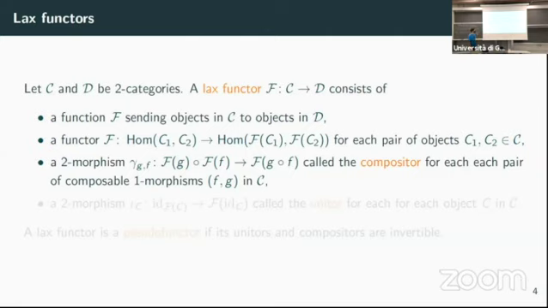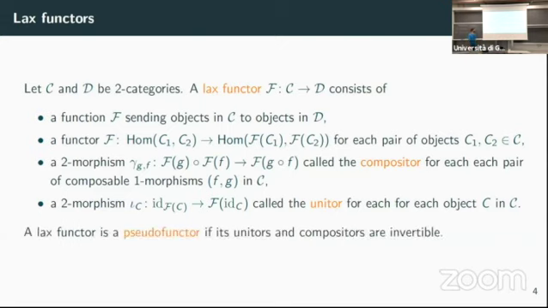So we call this map the compositor, and we'll have one of them for every pair of composable one morphisms. And then similarly, we're going to have a unitor, which will show that it replaces preservation of the unit. So a pseudo functor is just a lax functor where these unitors and compositors actually are invertible, but in a lax functor, we don't require any invertibility conditions. So this is at least the data of a lax functor, but they're going to need to satisfy certain coherence conditions.